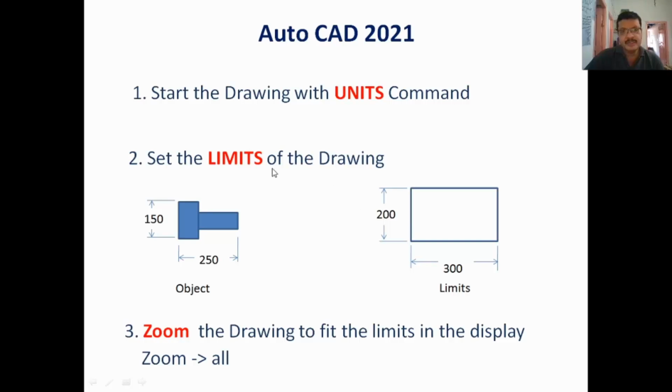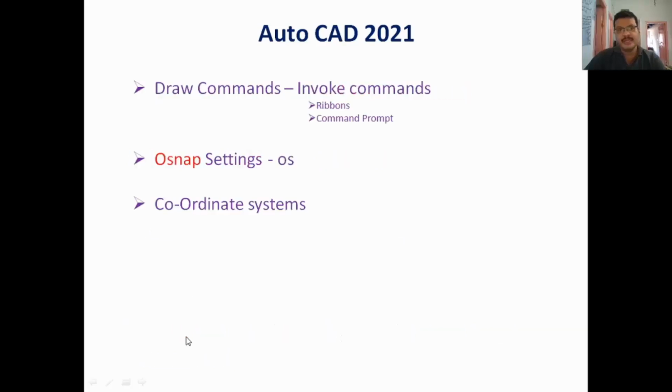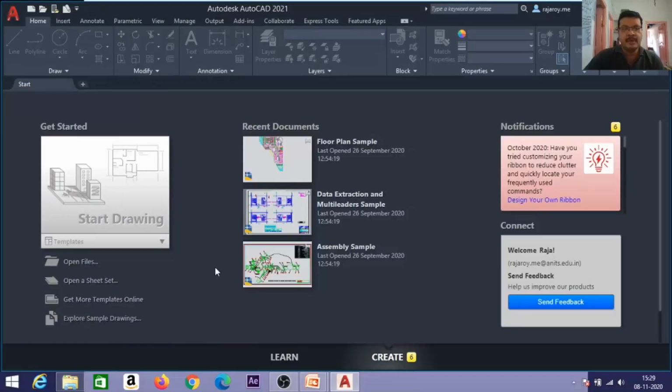After setting the limits, the third command is the zoom command, to get those limits onto our display screen. For that you have to go to the zoom command and select the zoom all option. First I'll explain all these three commands, and after that we'll go to the remaining commands. Now I'll switch to AutoCAD software.